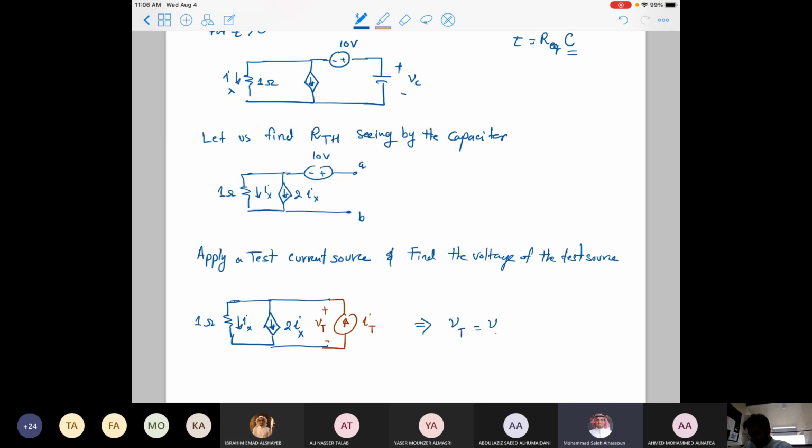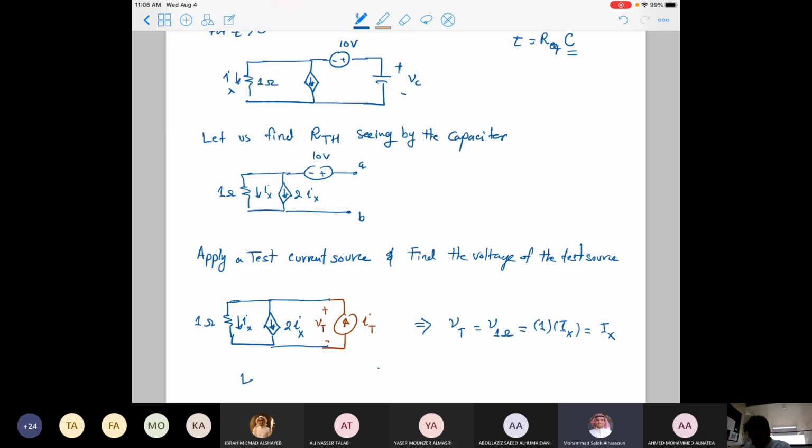So it's going to be the same as the voltage across the 1 ohm resistor, which is 1 times Ix, or Ix. So let's find Ix in terms of V of t. We know that V of t is equal to Ix. To find Ix, we need to apply KCL.